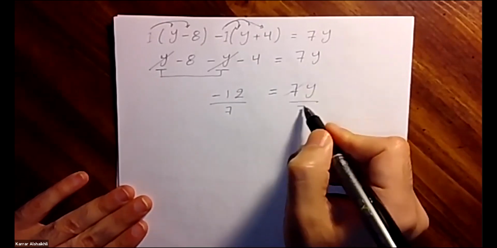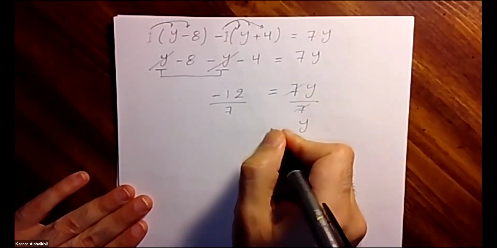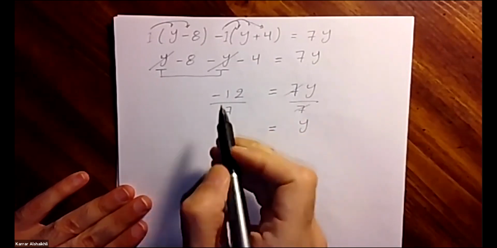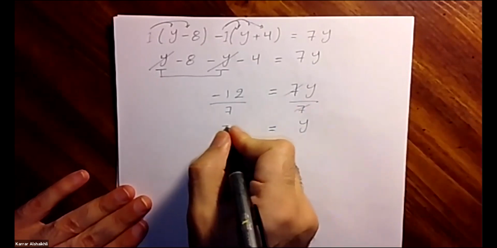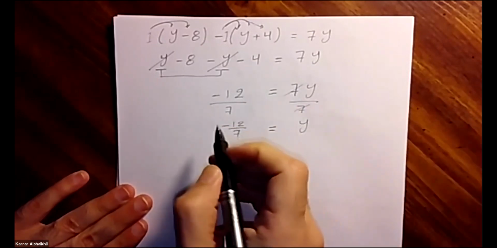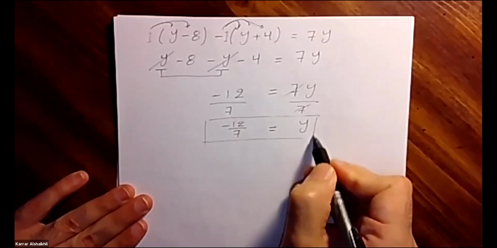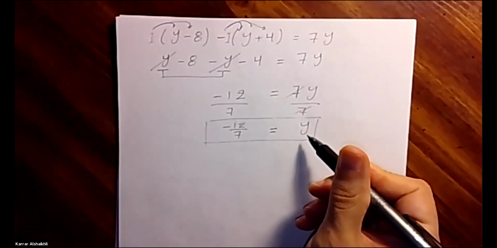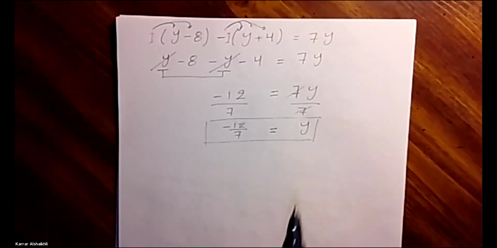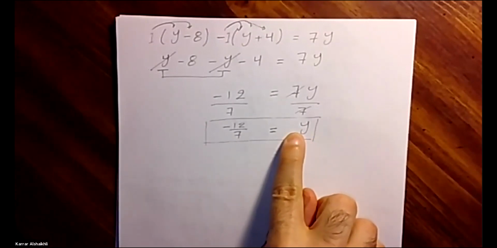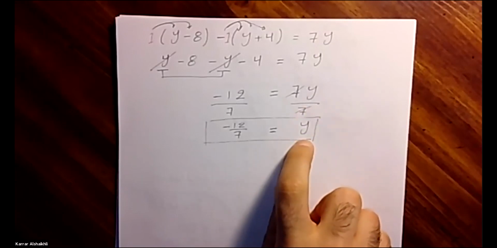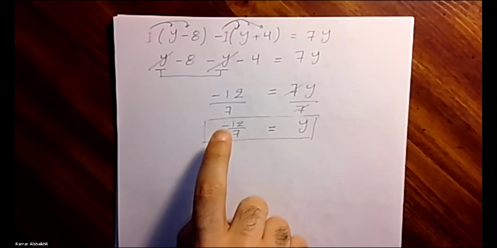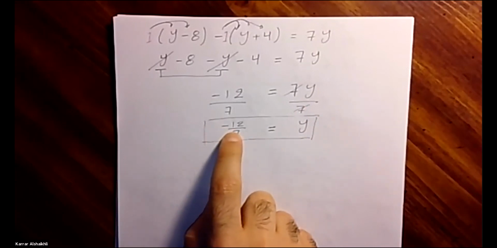7 divided by 7 is going to be 1. The left over here is y equal negative 12 over 7. You can't simplify it. So this is the solution, negative 12 over 7. So you see, it doesn't matter if you have the variable on the right side. The main thing, I need to get the variable by itself. There is no number under the y here. Just the y by itself on one side and a number by itself on the other side.